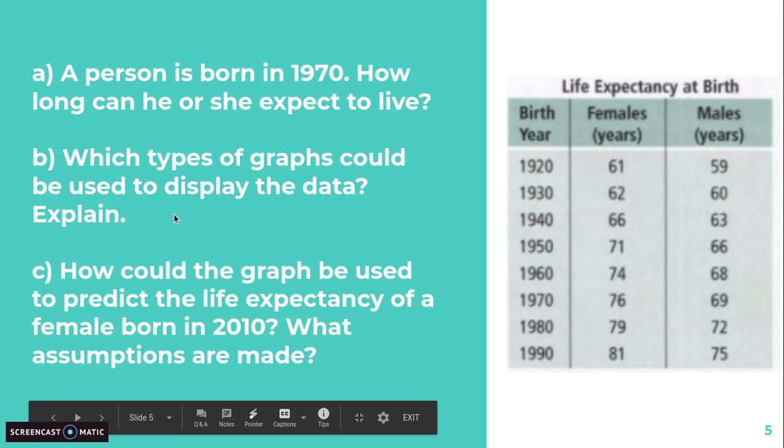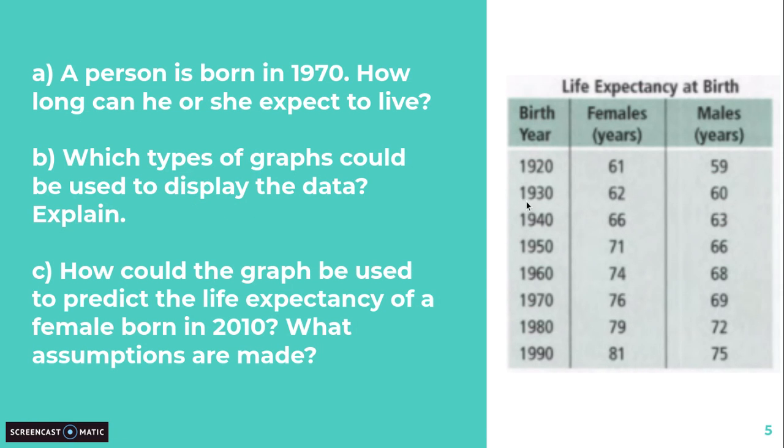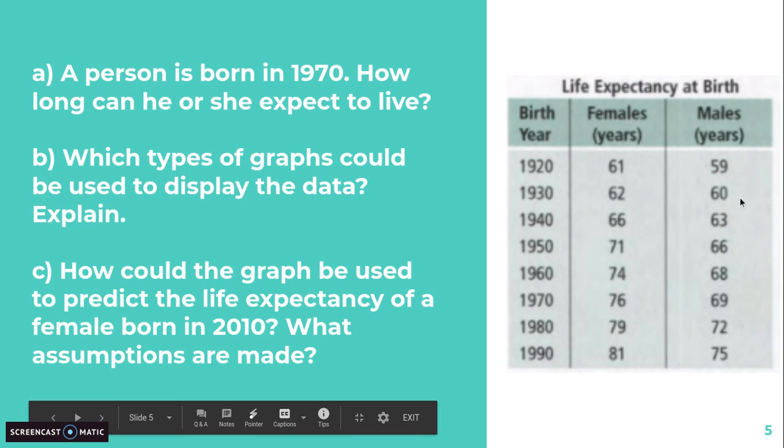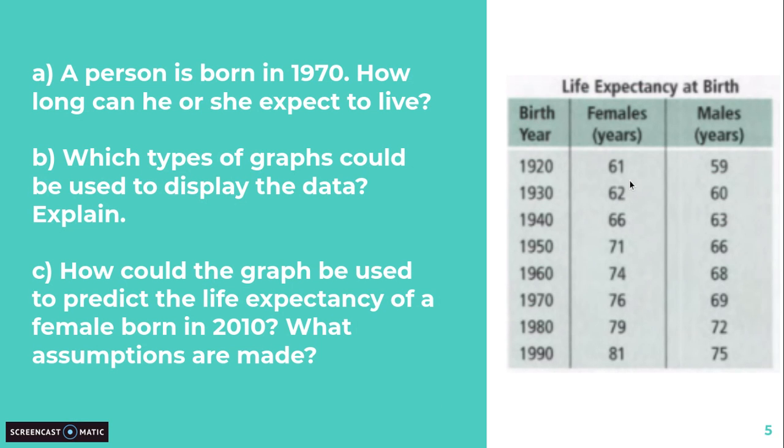B, which type of graphs could be used to display the data? So we have a few different things here we could do. We could do a bar graph so that we can compare the 2 sets of data. That's an option. We could do 2 different line graphs, one for female, one for males, to see the change over time. That's also possible. Or we could do a line graph with 2 lines so that we can see the change over time for both males and females.